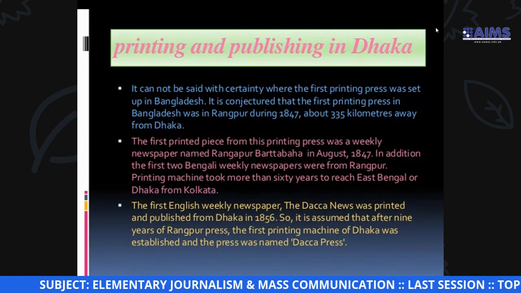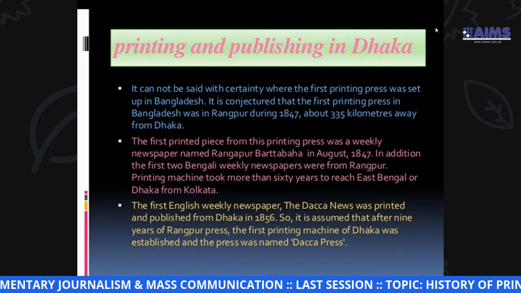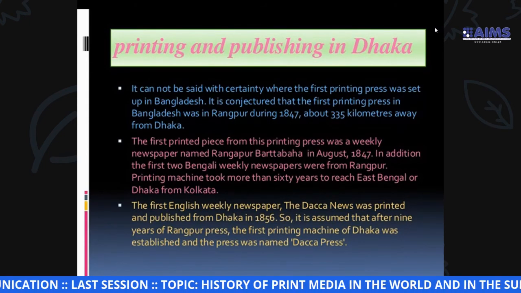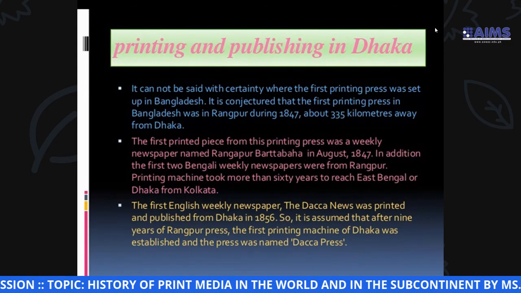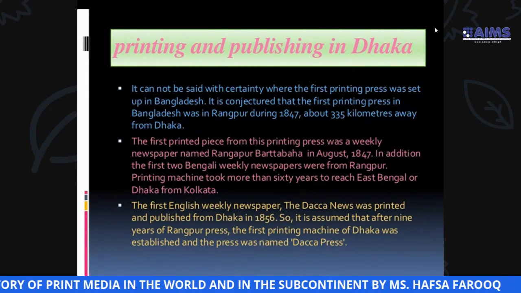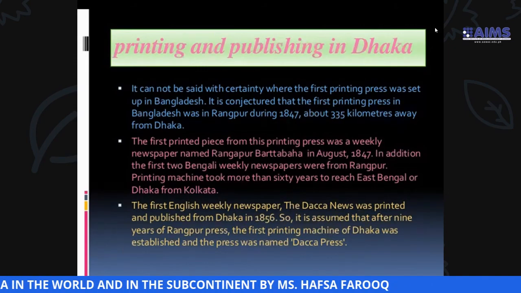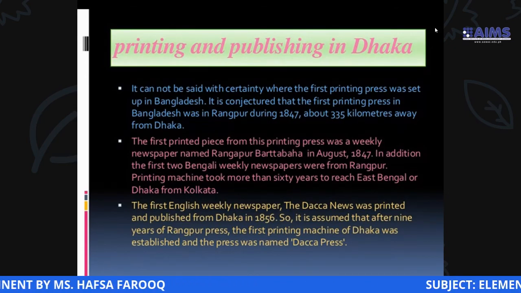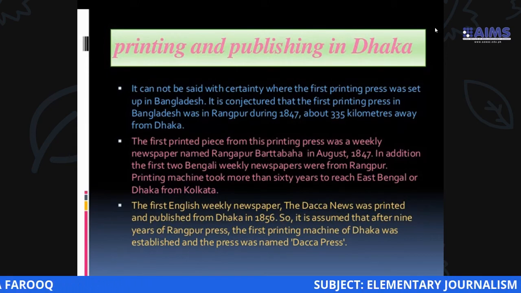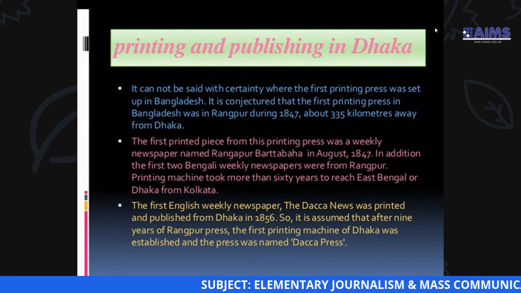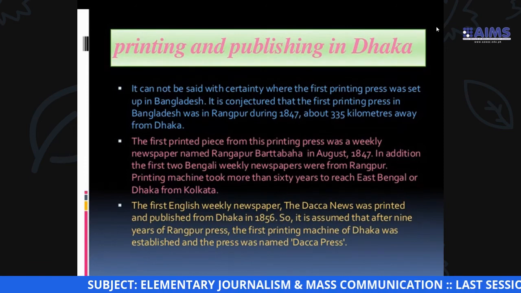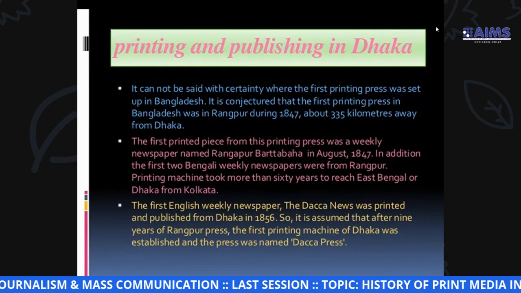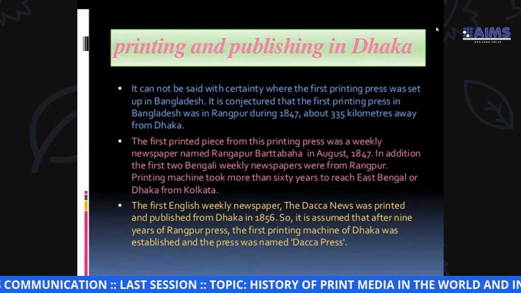In addition, the first 2 Bengali weekly newspapers were from the Rangpur printing machine, and it took more than 60 years to reach East Bengal or Dhaka from Kolkata. The first English weekly newspaper, the Dhaka News, was printed and published from Dhaka in 1856. So it is assumed that 9 years after the Rangpur press, the first printing machine of Dhaka was established and the press was named Dhaka Press.